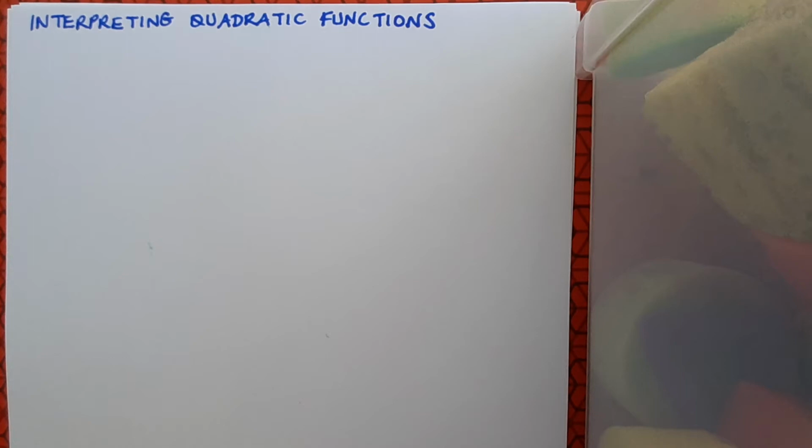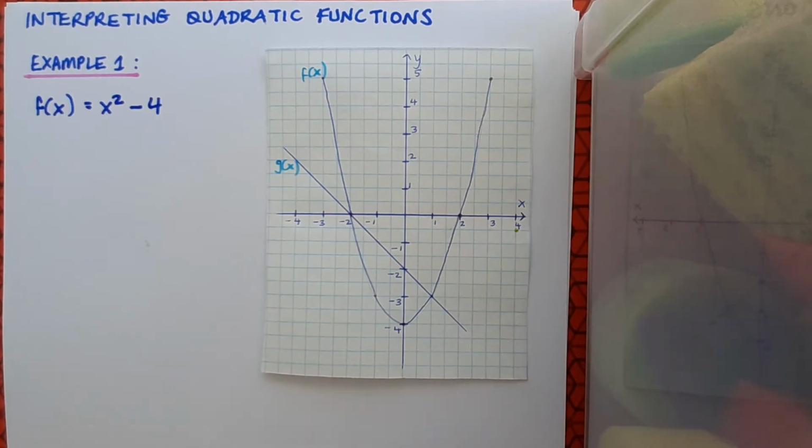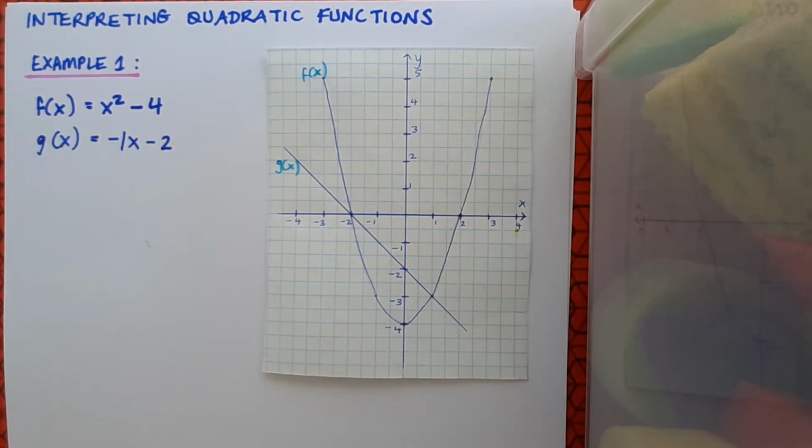This is a video on interpreting quadratic functions, and I'm going to look at two examples in this video. For my first example, I'm using two functions, f of x and g of x. F of x is x squared minus 4, and g of x is minus 1x minus 2. I've graphed these functions in the range minus 3 up as far as 3.